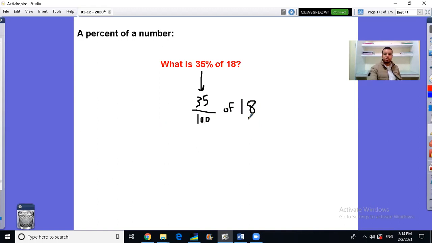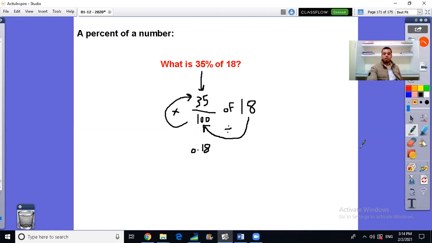We divide this whole number by the denominator, which is 18 divided by 100, which is 0.18. Mr. Ahmed, we move the decimal point 2 digits to the left. So it is going to become 0.18. Then we multiply the answer by 35.